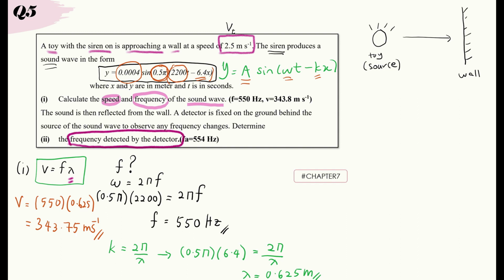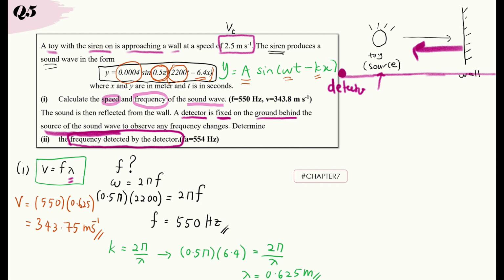And the second question is to find the frequency detected by the detector. It says in the question that a detector is fixed on the ground behind the source of sound to observe any frequency changes. So basically this is our source of sound, and we may imagine this is the ground and here is the detector, on the ground. So remember, the sound wave is reflected.